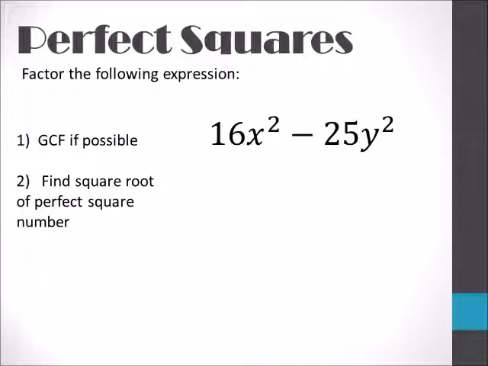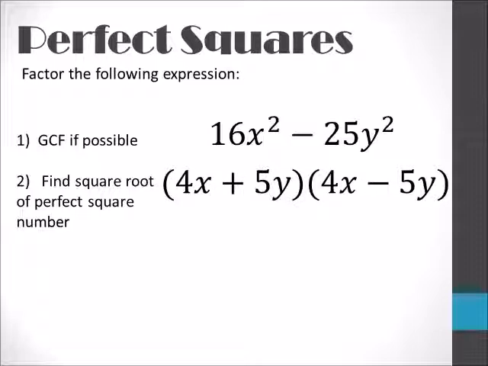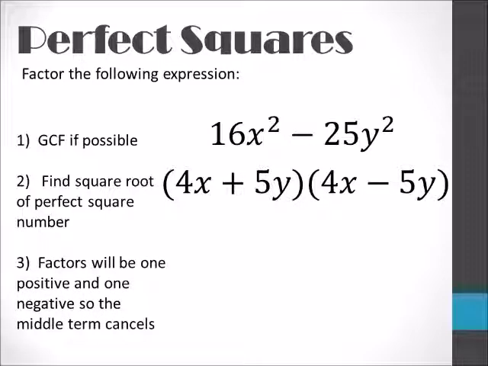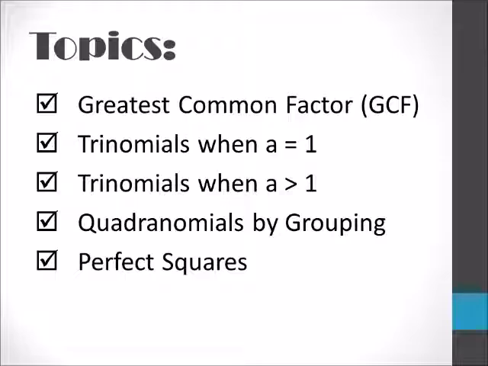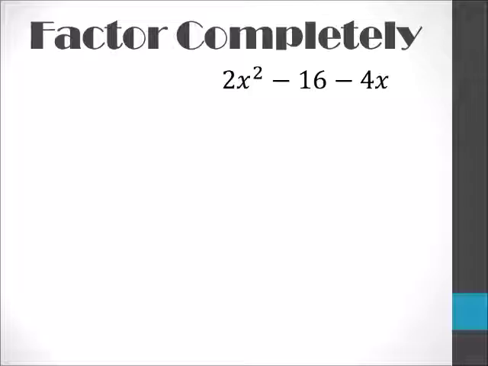Find the square root of your perfect square number. In this case, the square root of 16x squared is 4x, and the square root of 25y squared is positive 5y and negative 5y. Once again, one factor will be positive and one will be negative so that the middle term cancels out. That covers perfect squares. Since we have now covered all of our topics, let's do some practice problems.